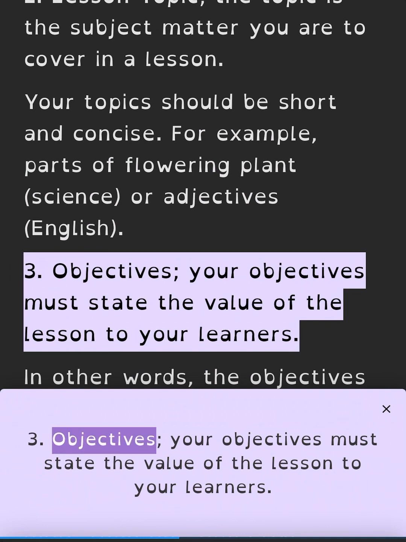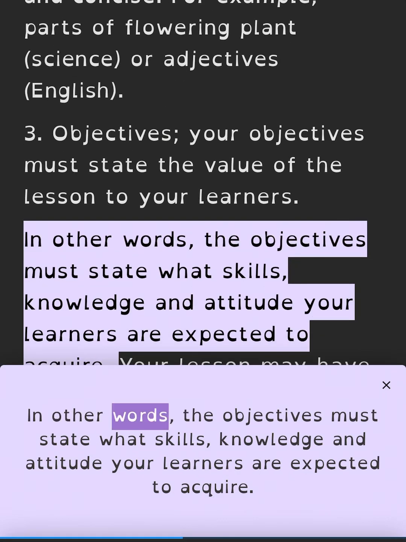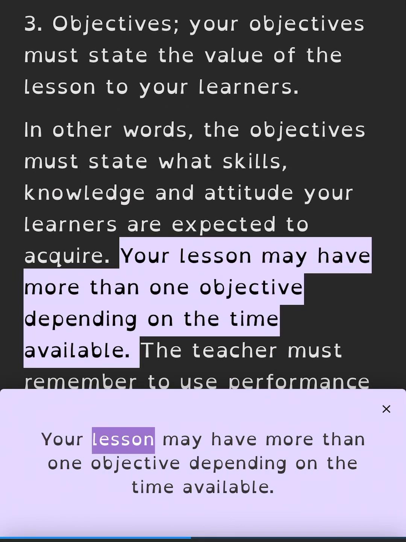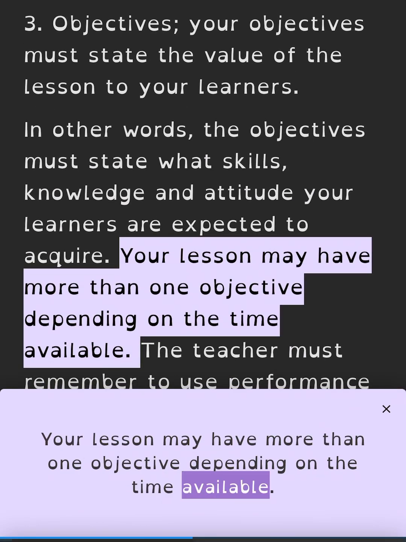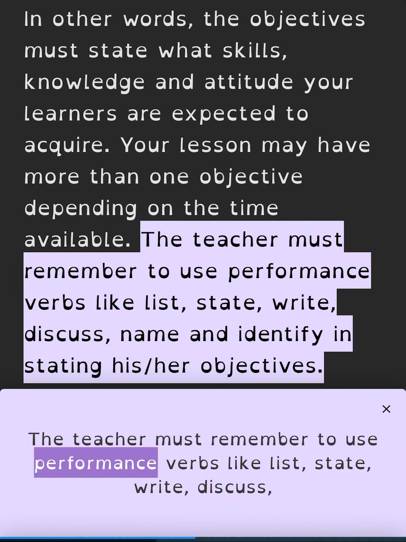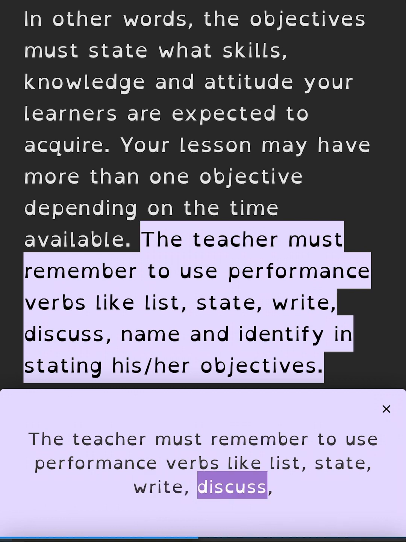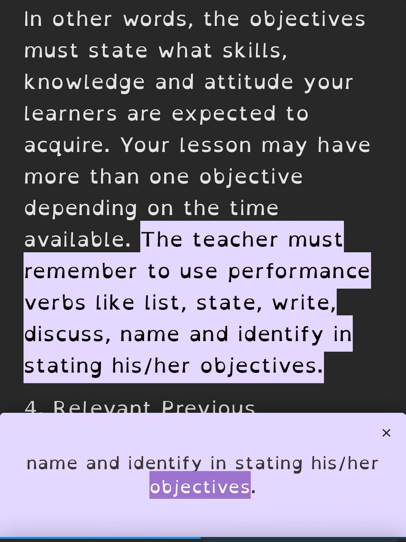3. Objectives. Your objectives must state the value of the lesson to your learners. In other words, the objectives must state what skills, knowledge and attitude your learners are expected to acquire. Your lesson may have more than one objective depending on the time available. The teacher must remember to use performance verbs like list, state, write, discuss, name and identify in stating his/her objectives.